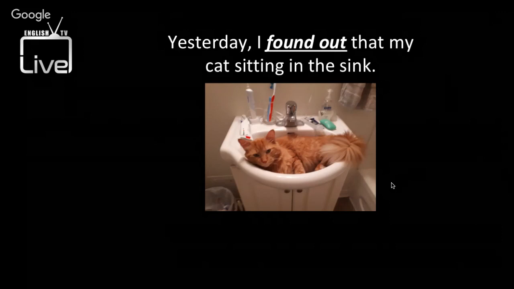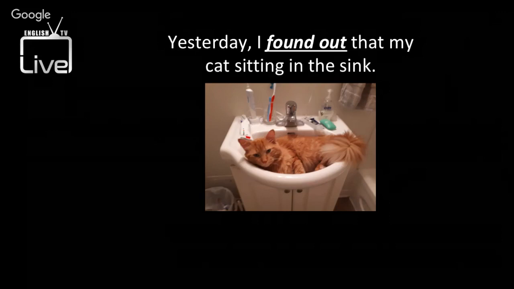So yesterday, I found out that my cat sitting in the sink. Can anybody work out what Jacob's mistake is here? Can anybody find the mistake? Nice one. Jacob, would you like to self-correct? Sure. Yesterday, I found out that my cat enjoys sitting in the sink, is what I had before.